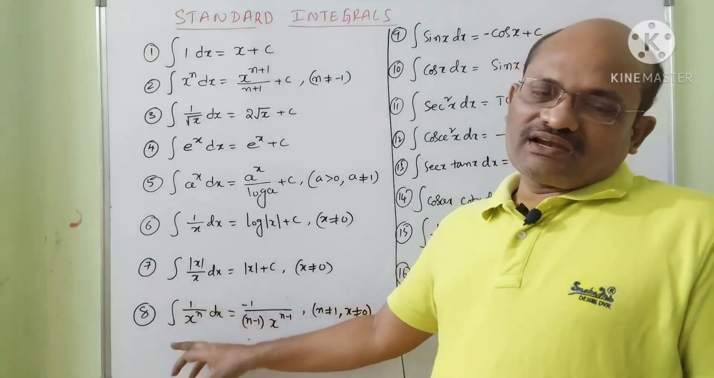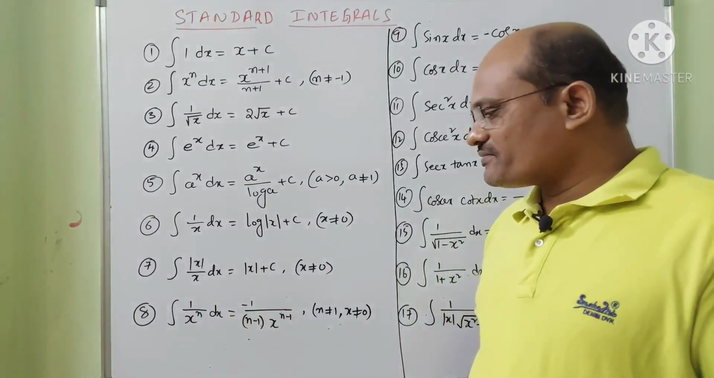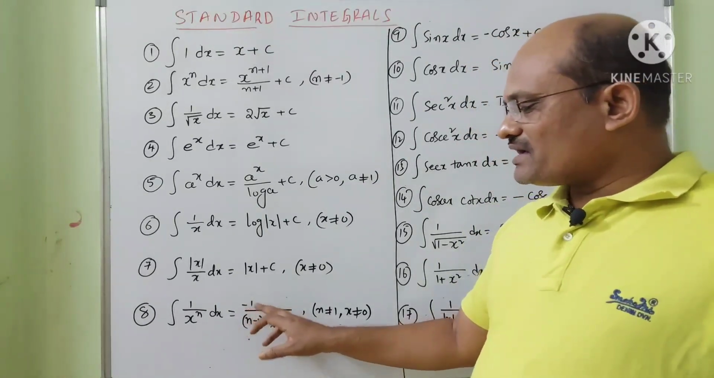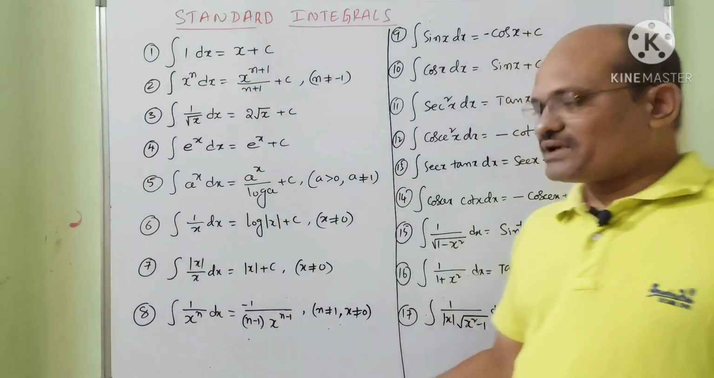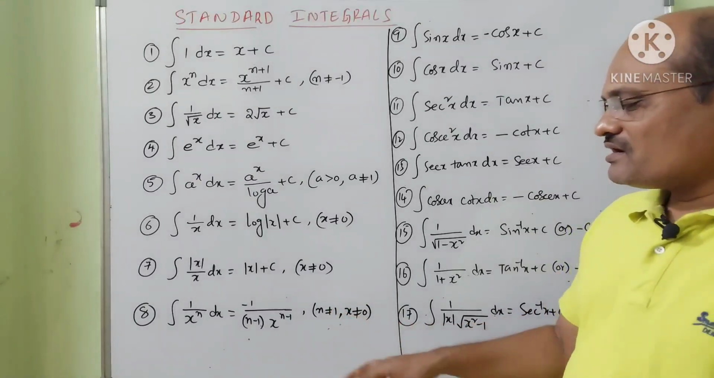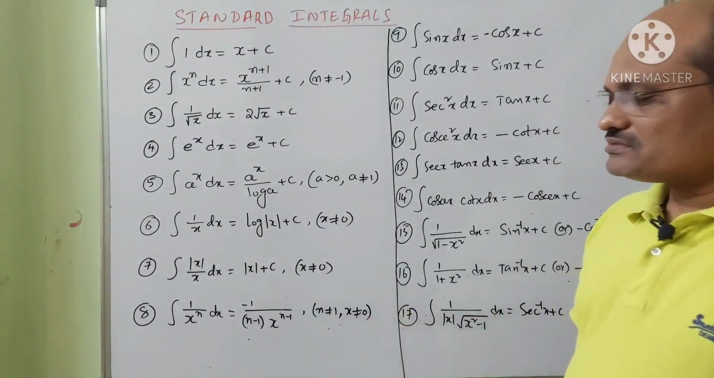In the similar way, integral of 1 by x power n dx is equal to, the formula is minus 1 by n minus 1 into x power n minus 1. Here n should not be 1 and x should not be 0.